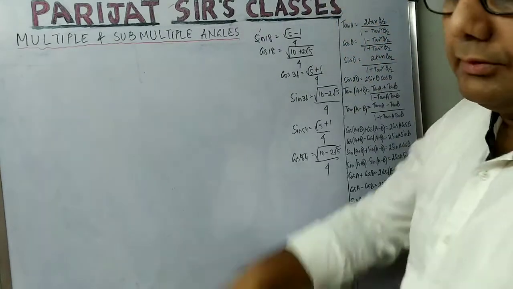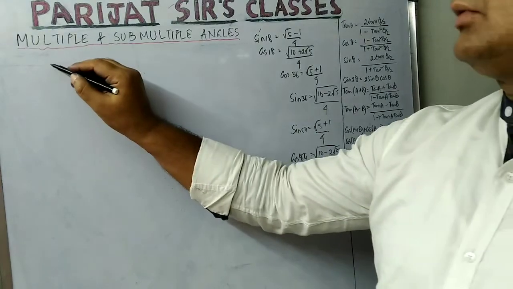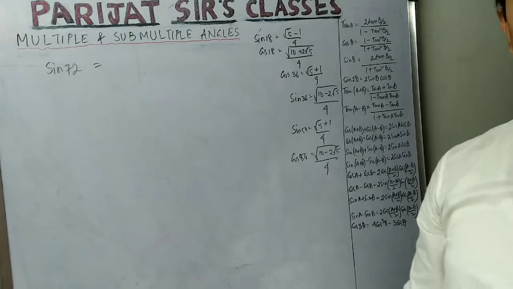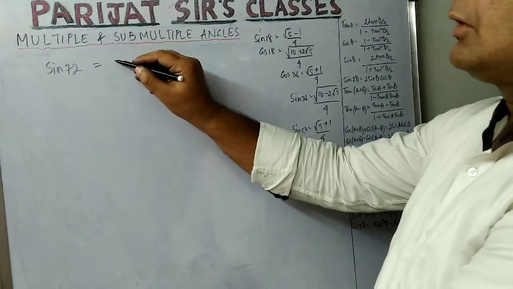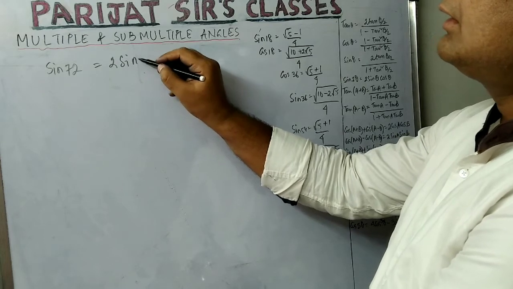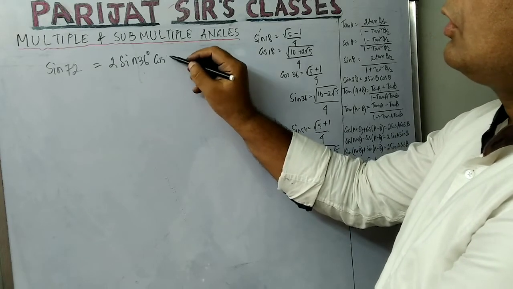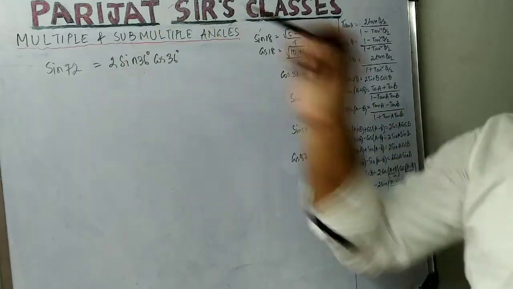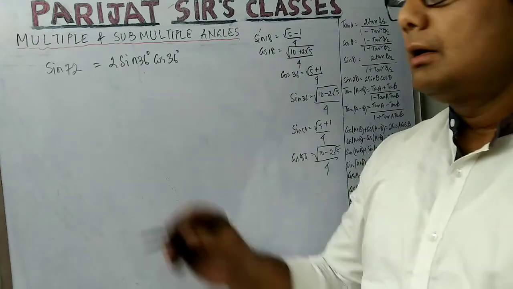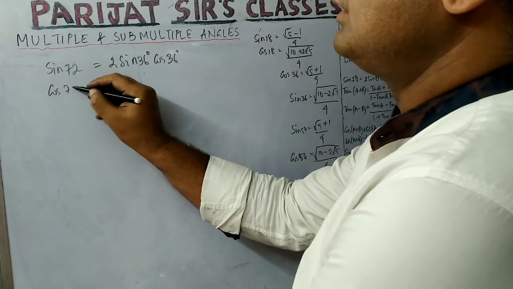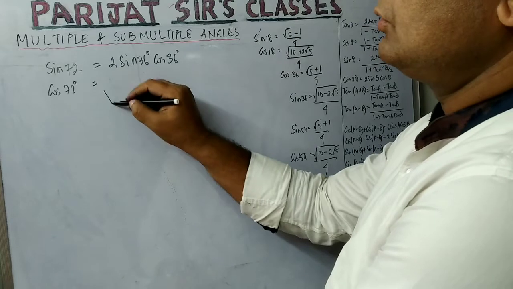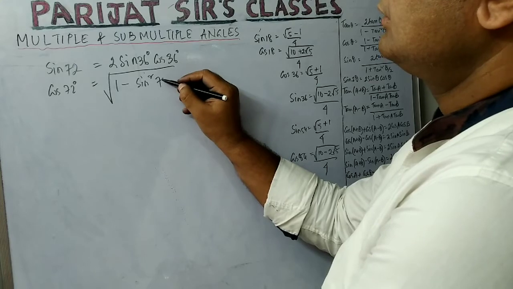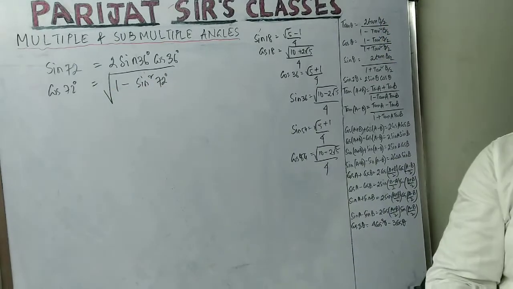Similarly, sine 72 also we can calculate. How to write sine 72? We know sine 2 theta is 2 sine theta cos theta. So 2 sine 36 degree cos 36 degree. Sine 36 we know, cos 36 we know, we can put them here and get sine 72. Similarly, if I want to calculate cos 72 degree, once we know sine 72, we can use 1 minus sine square 72 degree and we will get cos 72.